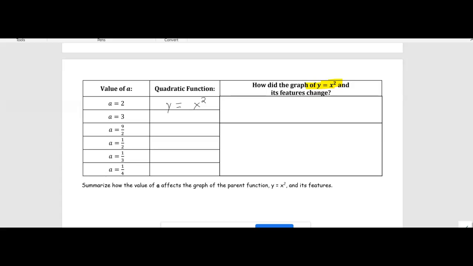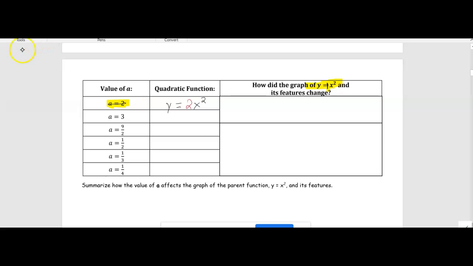Right now, this has a coefficient of 1. So there's just a 1 in front of this. So what we're going to do is we're going to give it a coefficient of 2. So put a 2 right here.